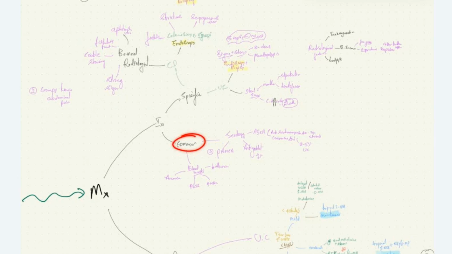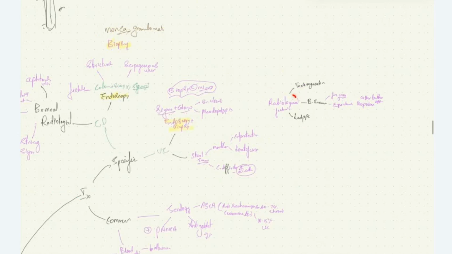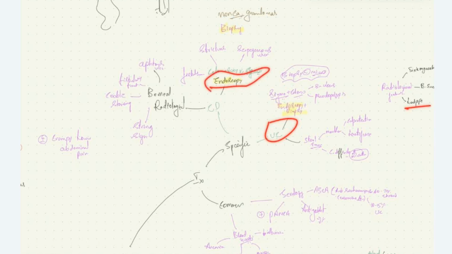The investigation findings common to both: we saw blood investigations and serology. The specific investigations: we saw two markers, calprotectin and lactoferrin, seen in ulcerative colitis. Endoscopy and biopsy are the gold standard investigations done in ulcerative colitis and Crohn's disease. The radiological features: we see toxic megacolon on barium enema. We can see collar button appearance and lead pipe appearance in ulcerative colitis. And the endoscopic and microscopic findings are similar to the pathological findings which we have already mentioned.